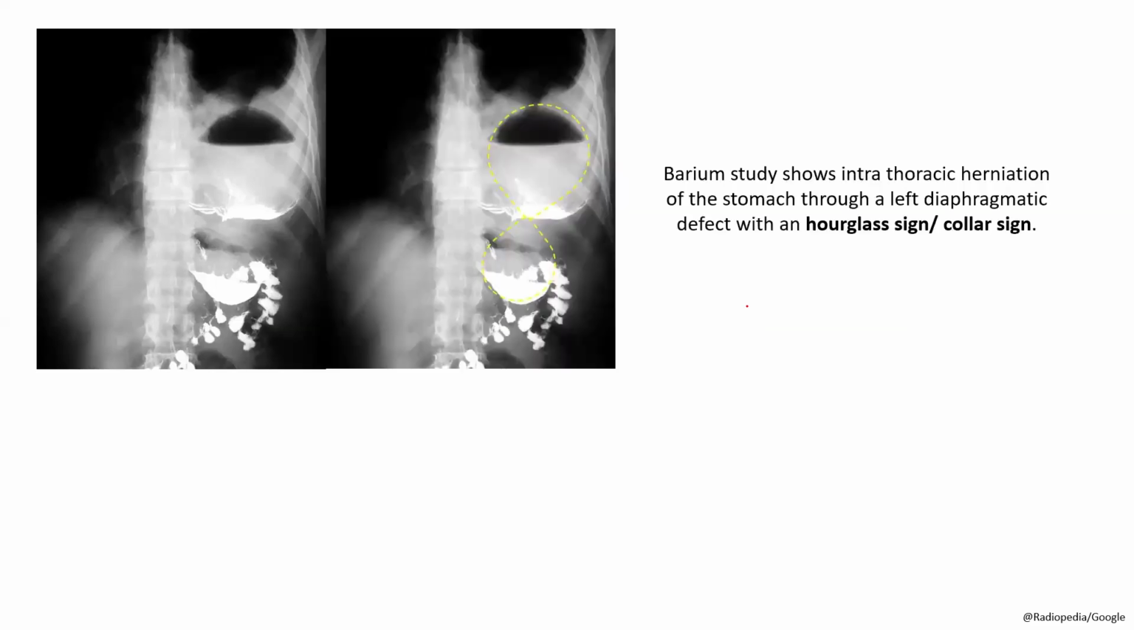What is this appearance? What is this sign? This is hourglass sign or collar sign. So it is a barium study of stomach, which is showing intrathoracic herniation of stomach through the defect in the left hemidiaphragm, and it indicates hourglass sign or collar sign.